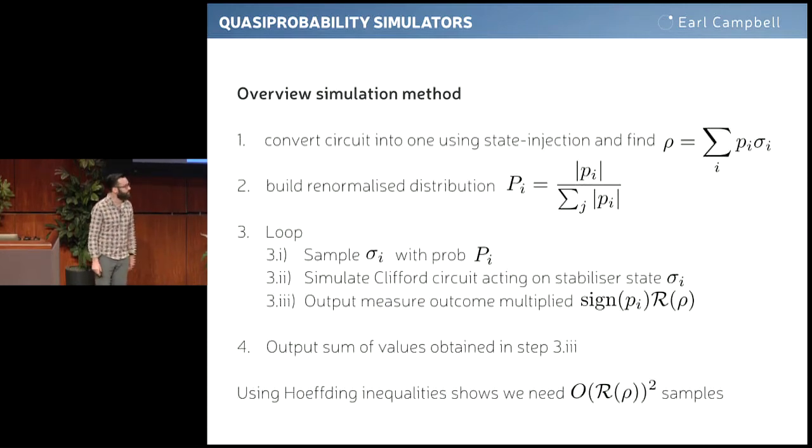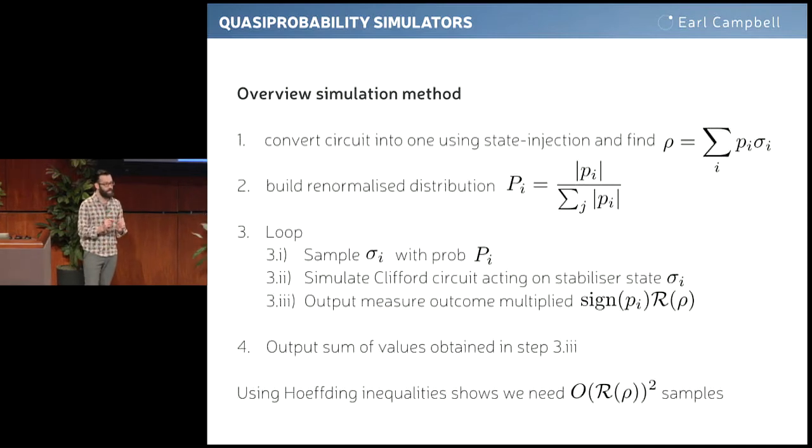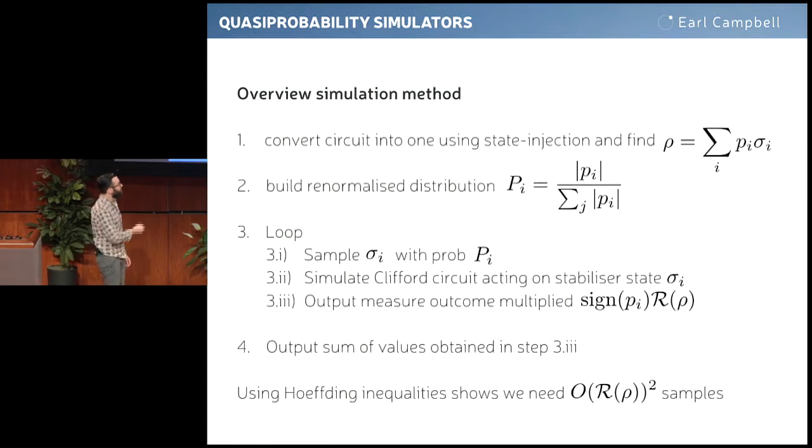And it draws heavily on other algorithms that are quasi-probability algorithms. So we're going to take our circuit. We're going to break it down into Clifford operations and then magic states that we can inject in to give the non-Clifford component. And then we're going to build a renormalized probability distribution. So we just take the absolute value of each of the probabilities and divide it by something such that the sum of our probabilities actually goes to one now.